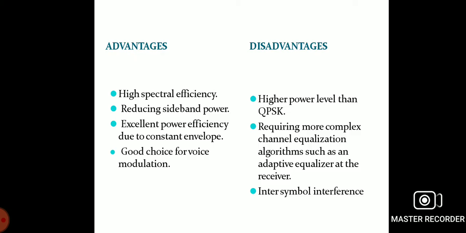And what are the disadvantages of a GMSK signal? It has a higher power level than QPSK and requires a more complex channel equalization algorithm such as adaptive equalization, which adds more complexity on the receiver side, and also a smaller inter-symbol interference noise will occur.